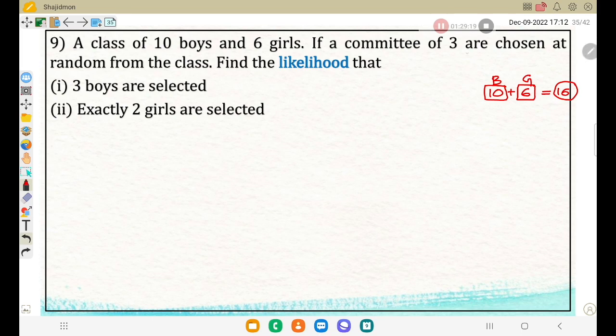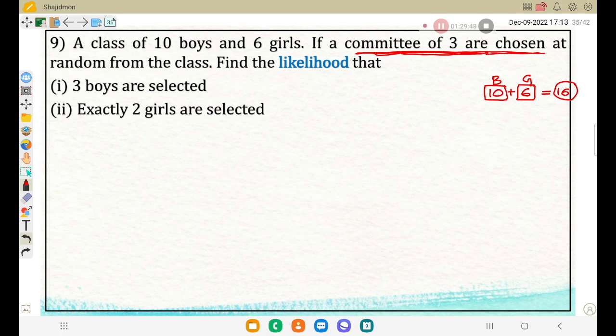If a committee of 3 is chosen, which is important, how many do we need to select? 3. A committee of 3 is chosen at random from the class. Find the likelihood that 3 boys are selected. That means all 3 selected are boys. Second part, exactly 2 girls are selected. We need to calculate the probability for these 2 cases here.